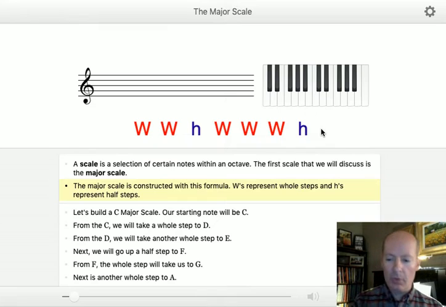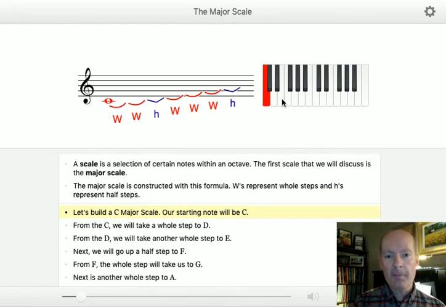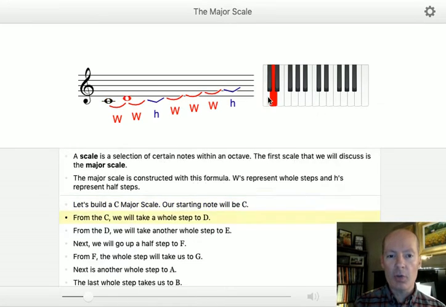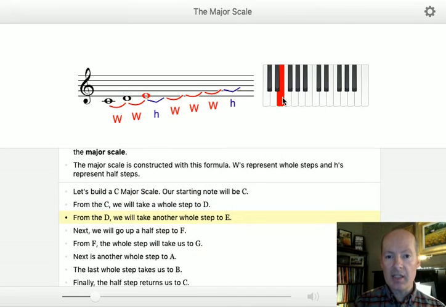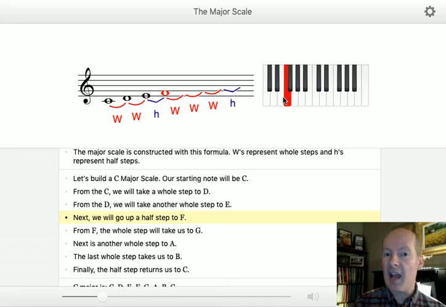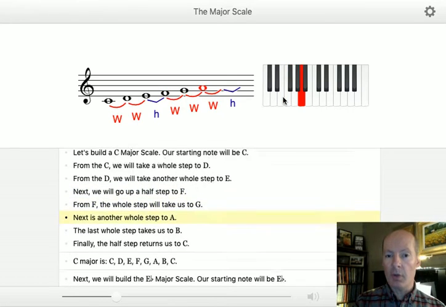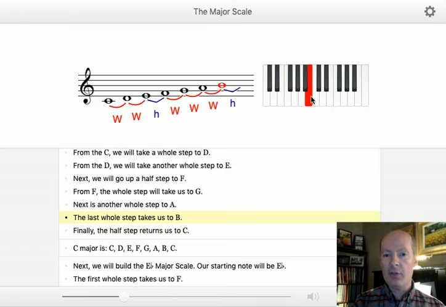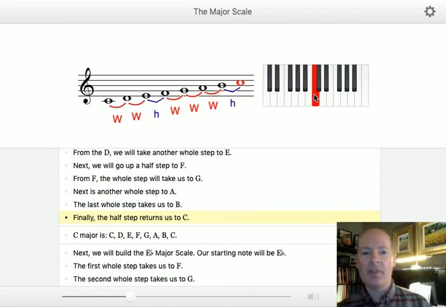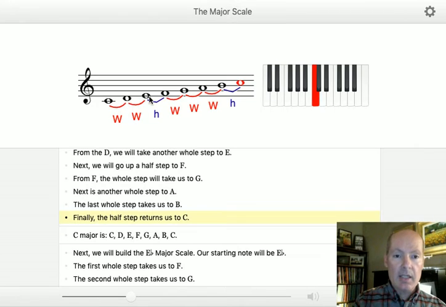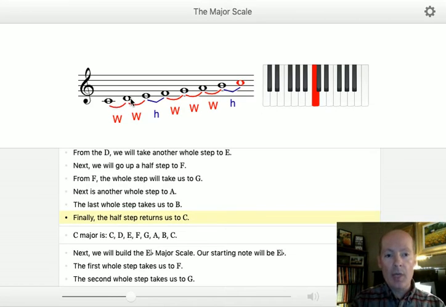Whole, half, whole, half. So if we start on C, on the keyboard, and go up all the white keys, we find ourselves going C, whole step to D, whole step to E, then since there's no black key here, it's a half step to F. Whole step to G, whole step to A, whole step to B, then again, no black key here, so a half step to C. So starting on C: C, D, E, F, G, A, B, C, or on solfege, do, re, mi, fa, sol, la, ti, do. And that is our major scale.